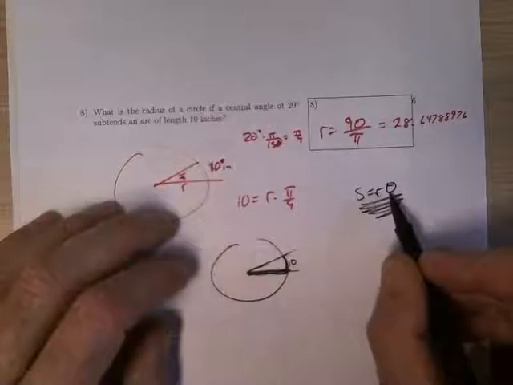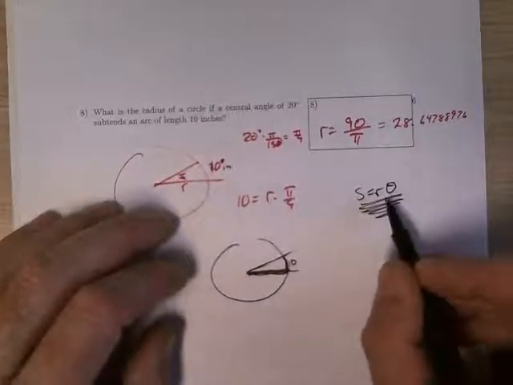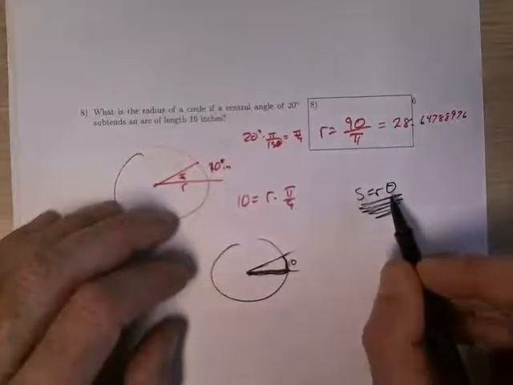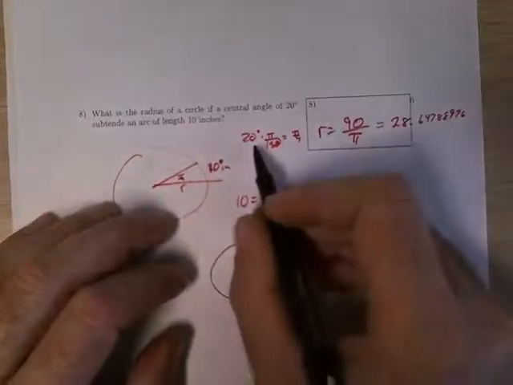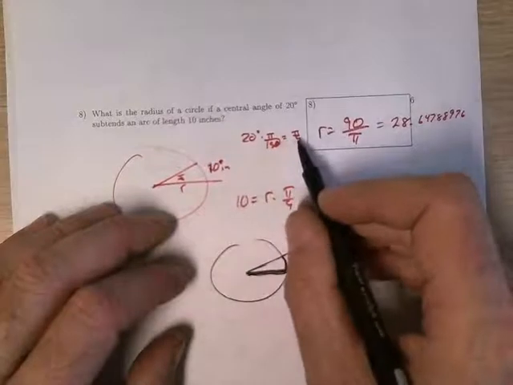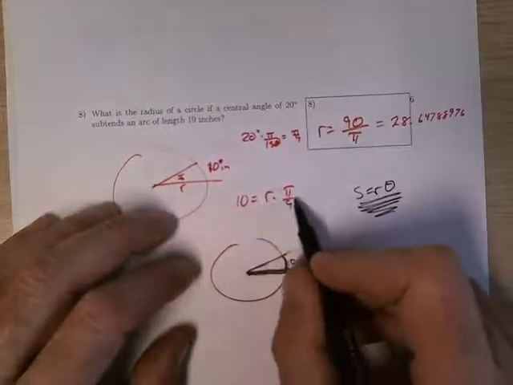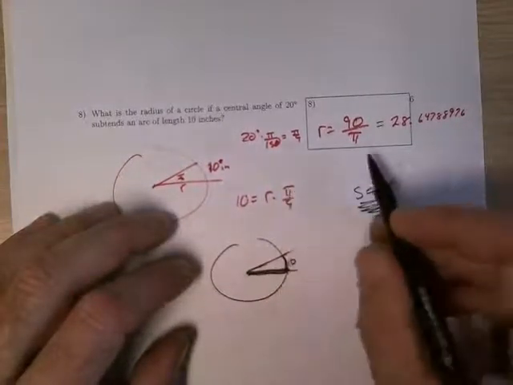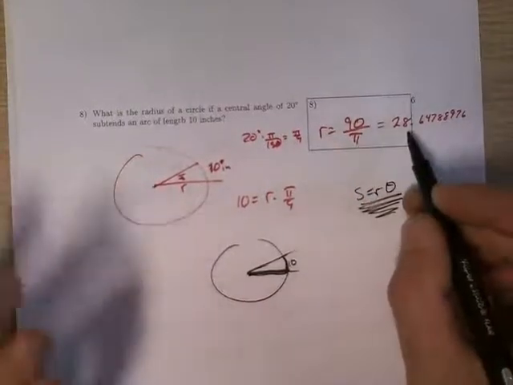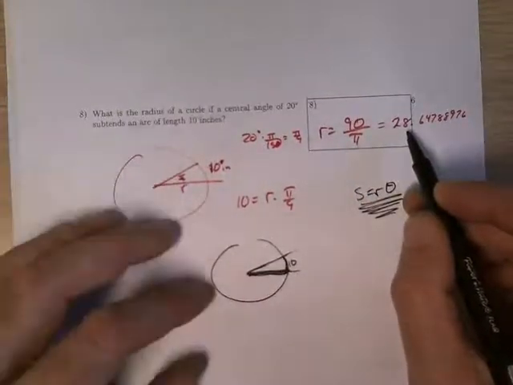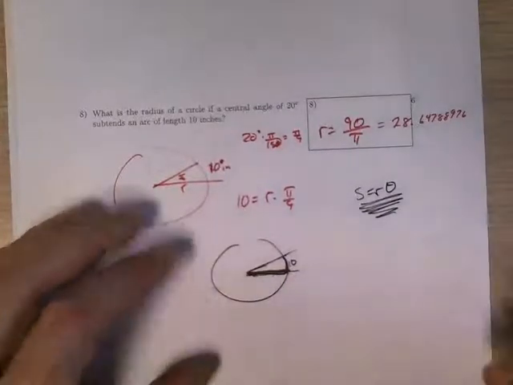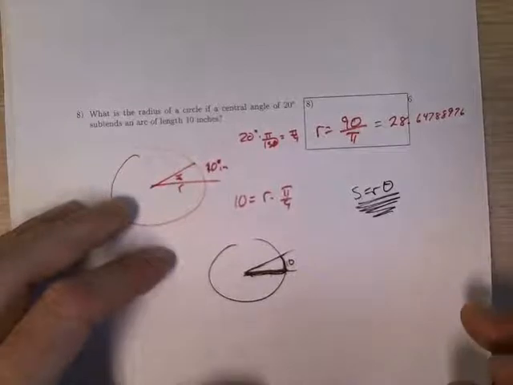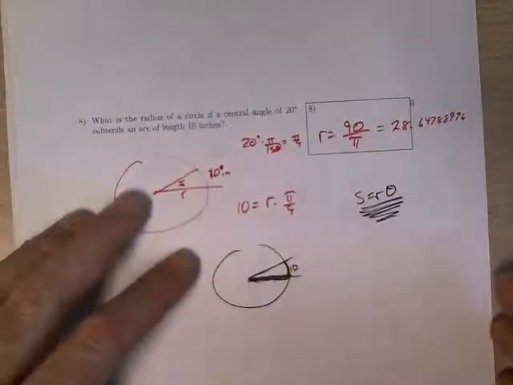Well, it doesn't work because this formula only works when theta is measured in radians. So take the 20 degrees and turn it into radians. Pi over 9. 10 equals R times pi over 9. Then divide by that, and you get 90 over pi, which is 28. Notice that's about 2.8 times as big as 10. It's 10, 20, and 8 more, 28. Got to be in radians.